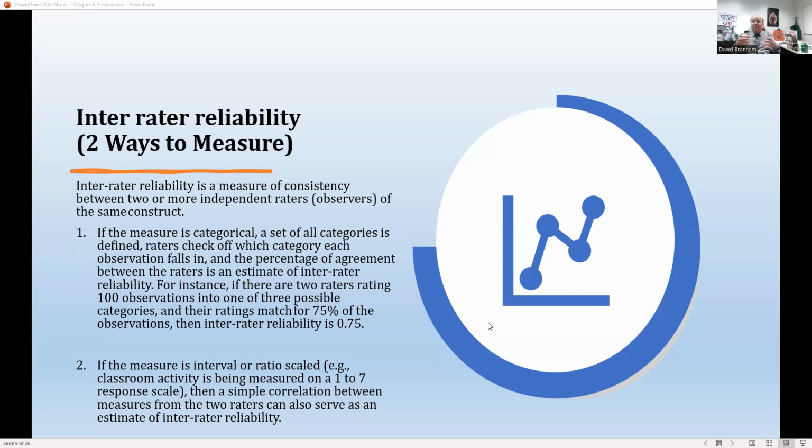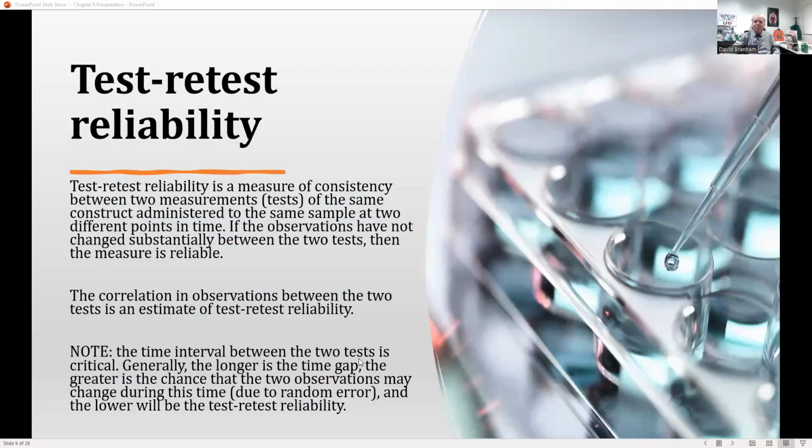If the measure is an interval scale or a continuous scale, for instance, a 1 to 7 scale, then you simply correlate the responses of the 2 raters. And you can see the inter-rater reliability from the correlation coefficient. If one person says 6 and this person says 5 when they're measuring the same thing, and then the next indicator comes up and they're measuring 1 and 1, you've got pretty consistent reliability there. And you can just correlate those pairs to see what your measure would be.